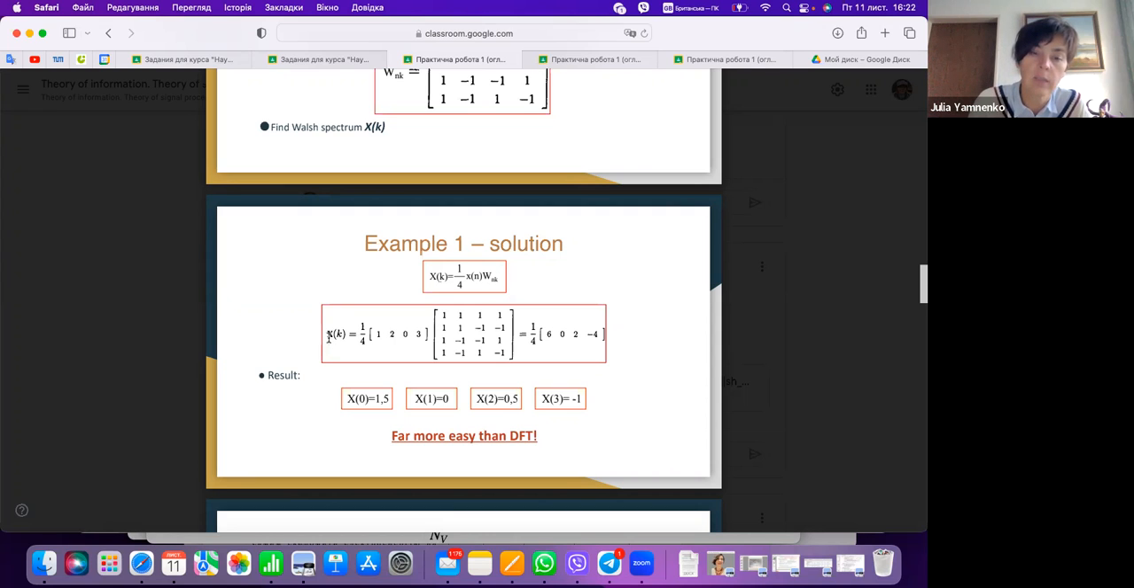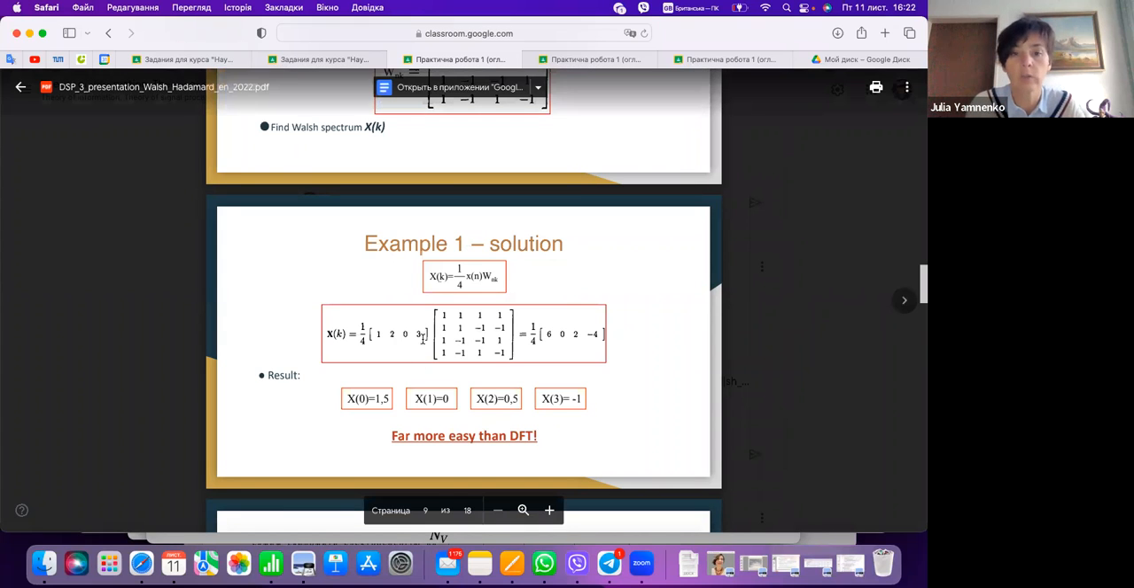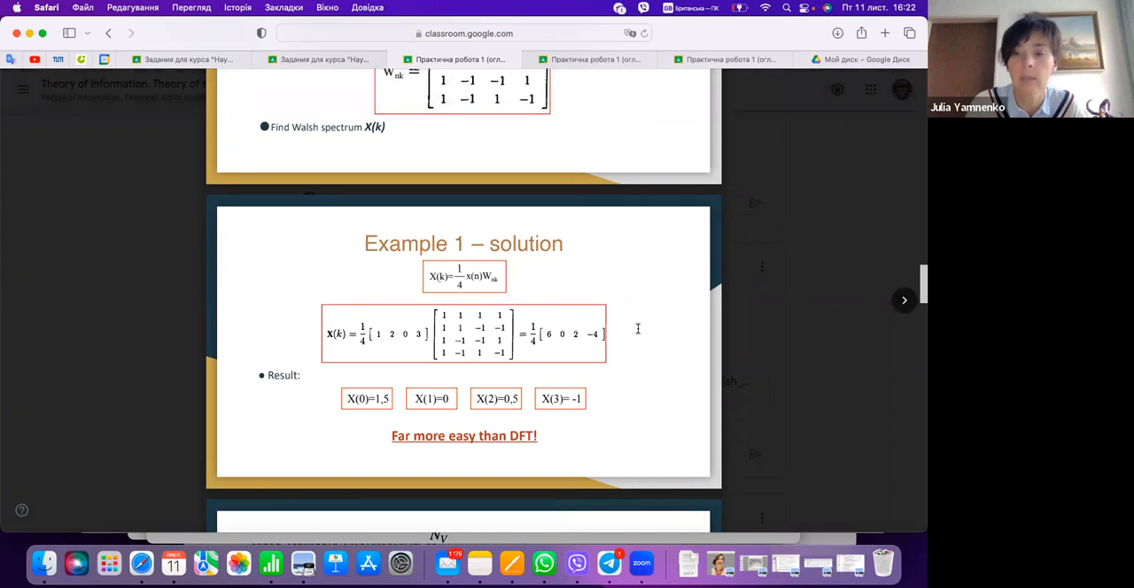So in your case, it will be like here, but it will be x from k equal to 1 to 8, then your initial sequence, and then the 8 by 8 matrix. You should multiply this horizontal row by this square matrix, and you will obtain again a horizontal row. Here the result is written with each component of the spectrum separately, because we have a common multiplier 1/4.